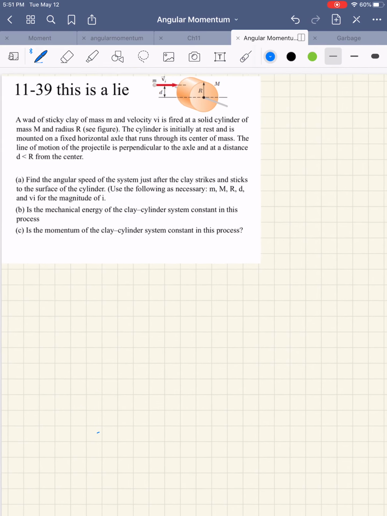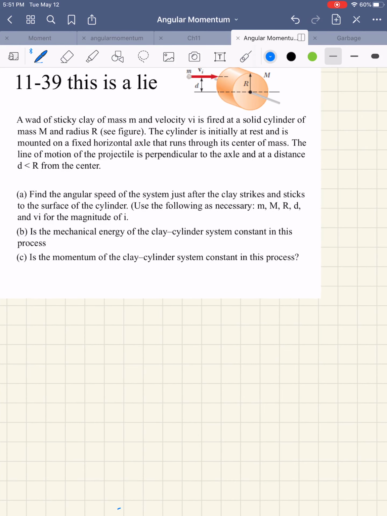I like to work this problem even though it is a lie. All right, so let's see how much time I have here. Oof, I've been going for almost an hour. Okay, but that's okay. We're going to work this problem even though it's a lie, because it's a good example of thinking about meeting the condition of the sum of torques is zero.